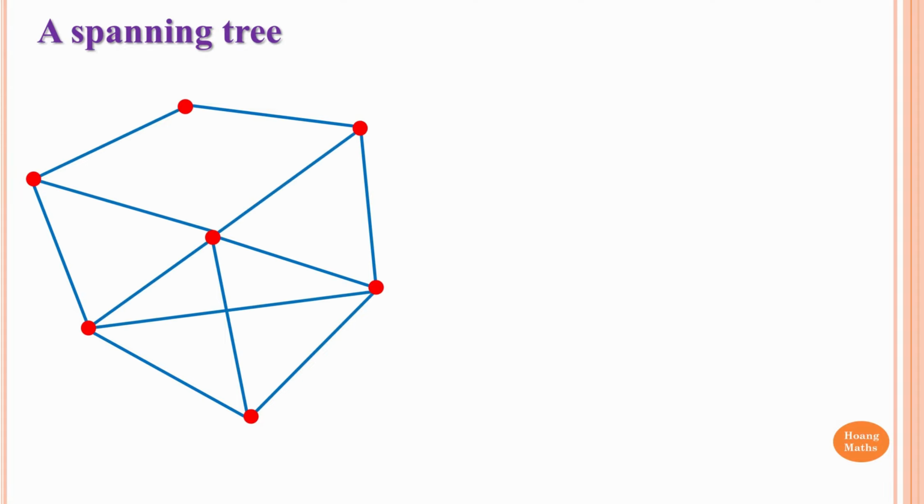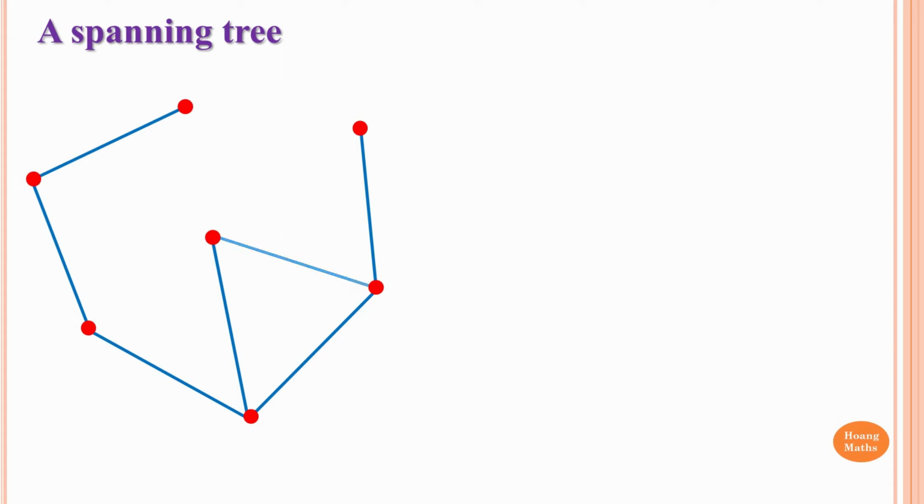Let's make a different spanning tree from this network. So just remove different edges now. Again. There you go. This is another spanning tree.